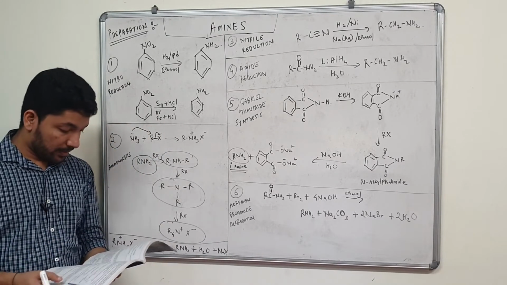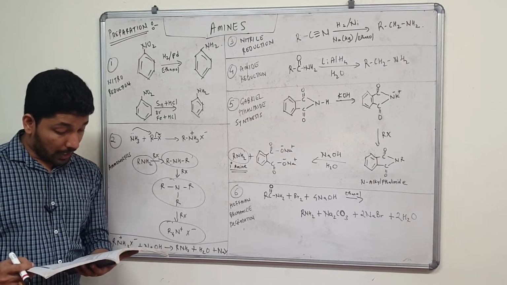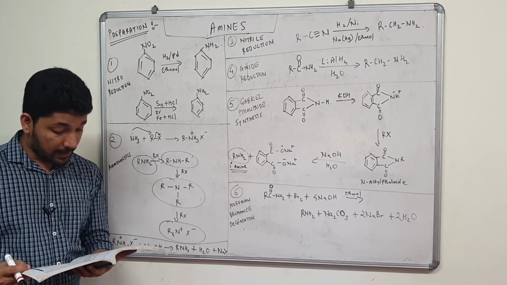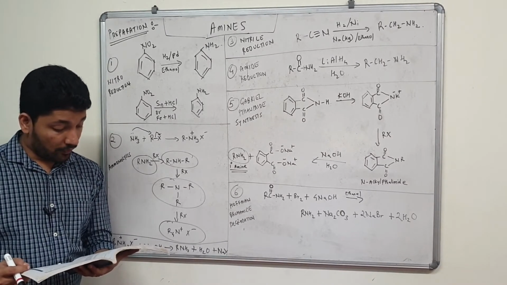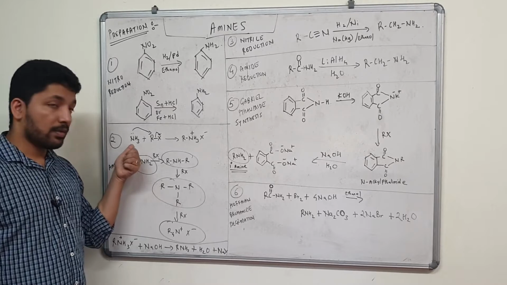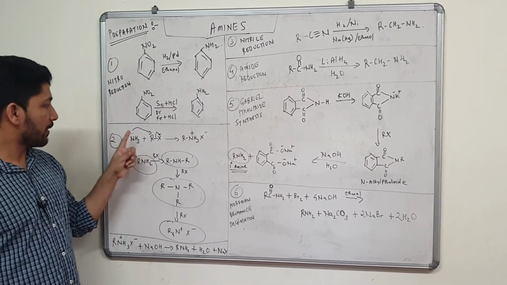Second is ammonolysis. So the carbon-halogen bond in alkyl and benzyl halides can be easily cleaved. Cleaved means broken, by a nucleophile. So the nucleophile is ammonia over here because it has a lone pair of electrons which will attack an alkyl group.